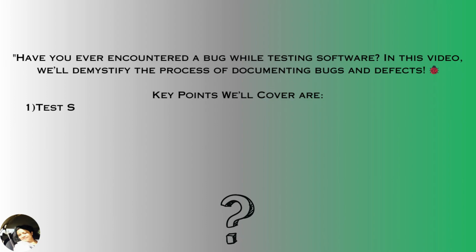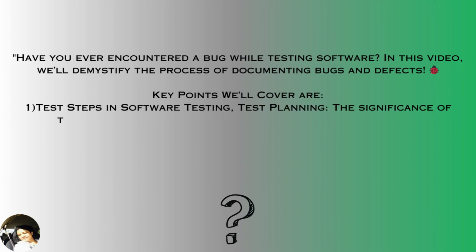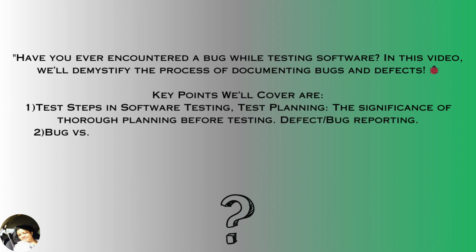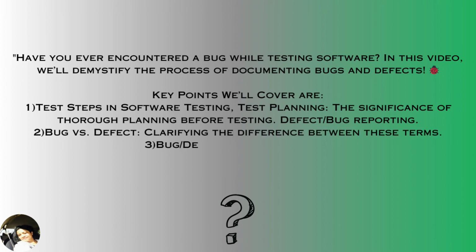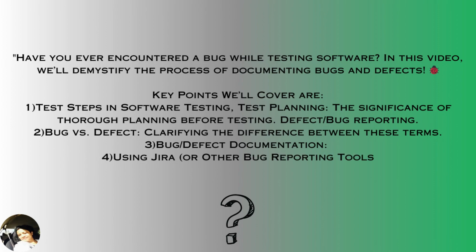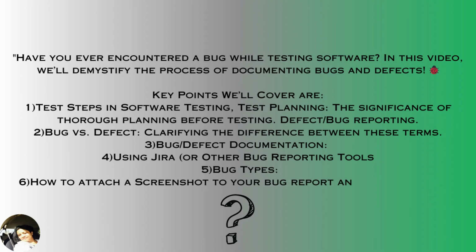Key points we will cover are test steps in software testing, test planning, the significance of thorough planning before testing, defect or bug reporting, bug versus defect, clarifying the difference between these terms, bug or defect documentation using Jira or other bug reporting tools, then bug types, and how to attach a screenshot to your bug report and its importance.